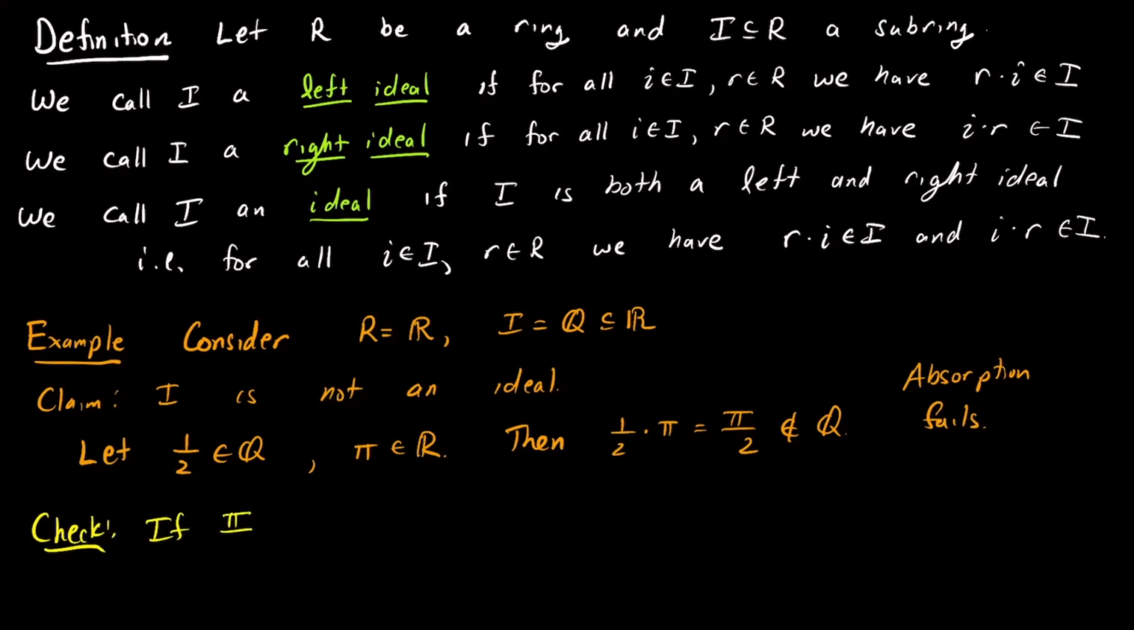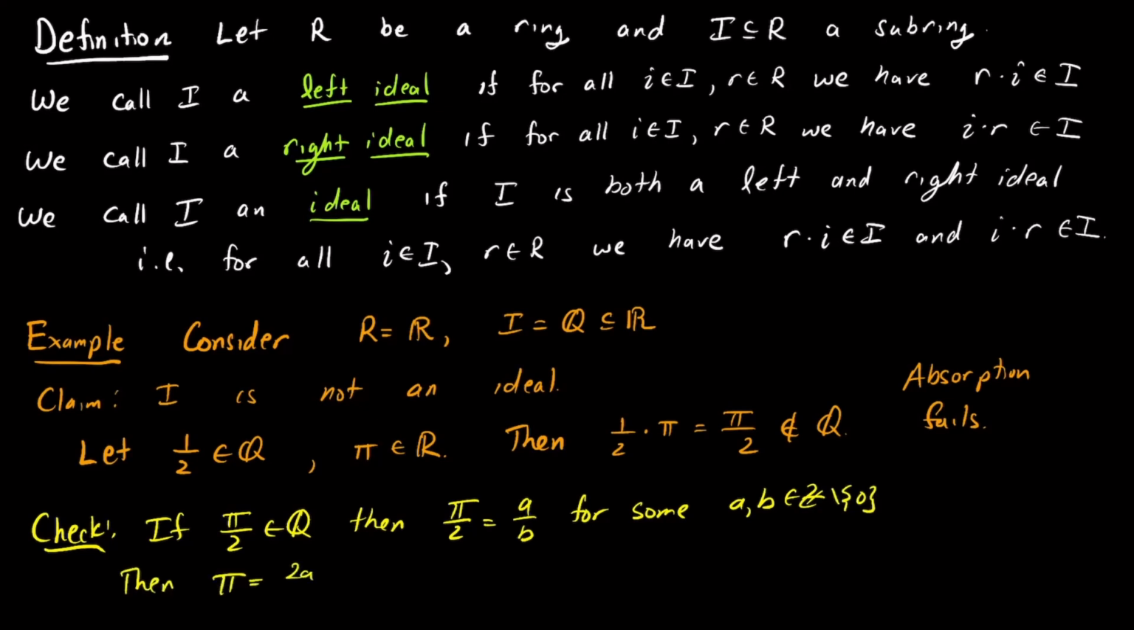If pi over 2 is an element of Q, then pi over 2 is just going to equal a over b for some a and b in Z, and these are going to be non-zero. Well, then I know that pi, which is 2a over b, has to be an element of Q. And this is a contradiction because we know that pi is irrational. All right, so this is kind of an easy check. If I assume that pi over 2 is rational, then I arrive at a contradiction, namely, that pi is rational. We know that pi is not rational.